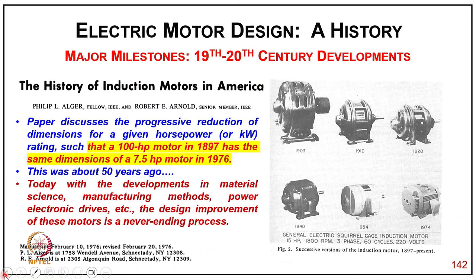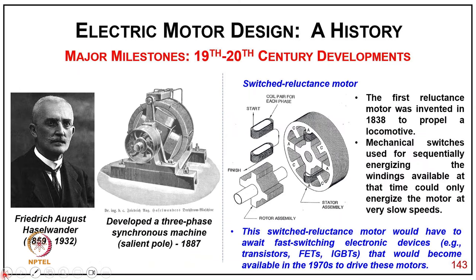Another development in the history of the induction motor in North America was discussed by Alger. He noted that a 100 horsepower motor in 1897 had the same dimensions as a 7.5 horsepower motor in 1976, which was about 50 years ago. So today, with developments in material science, manufacturing methods and power electronics drives, the design improvement of these motors is a never ending process.